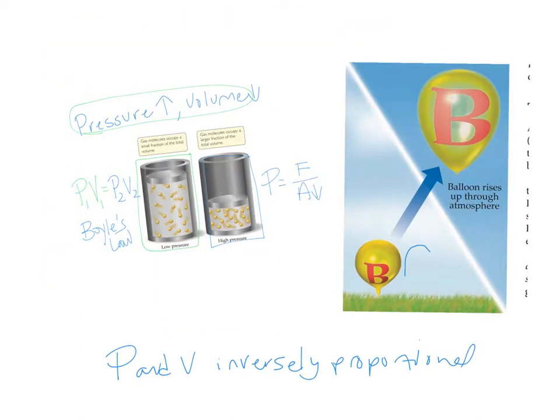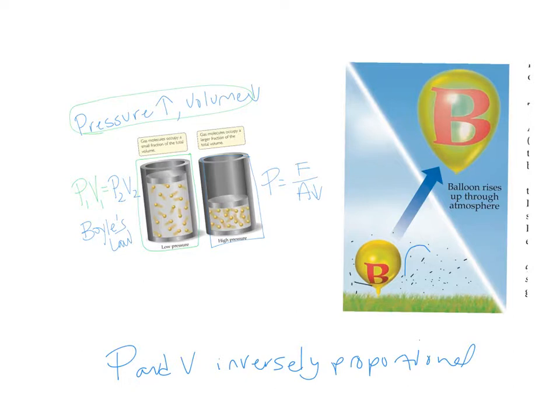We can use Boyle's law to think about things that happen in the atmosphere. If we have a balloon down on ground level and we let it go and it flies up into the atmosphere, the higher you go in the atmosphere, the pressure decreases because you actually have less air up there. Down here at ground level, you have lots of air molecules. I'm drawing little dots to represent a lot of air molecules.